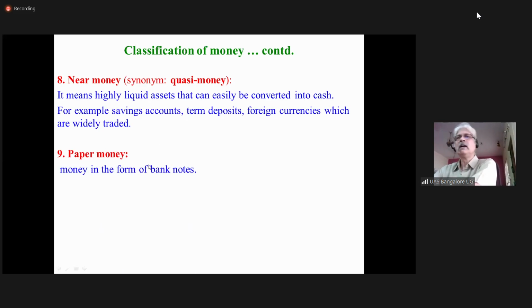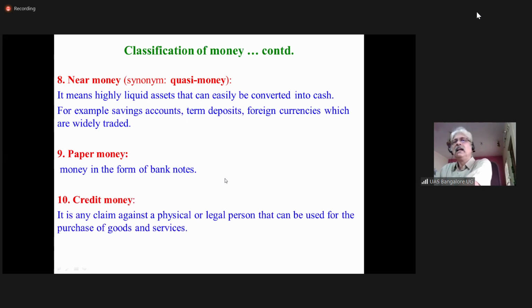Then paper money, money in the form of bank notes that we usually use in our day-to-day life. Credit money is any claim against a physical or legal person that can be used for the purchase of goods and services. Your credit cards, credit card loans and so on. You use the credit cards, debit cards and so on. That is credit money.